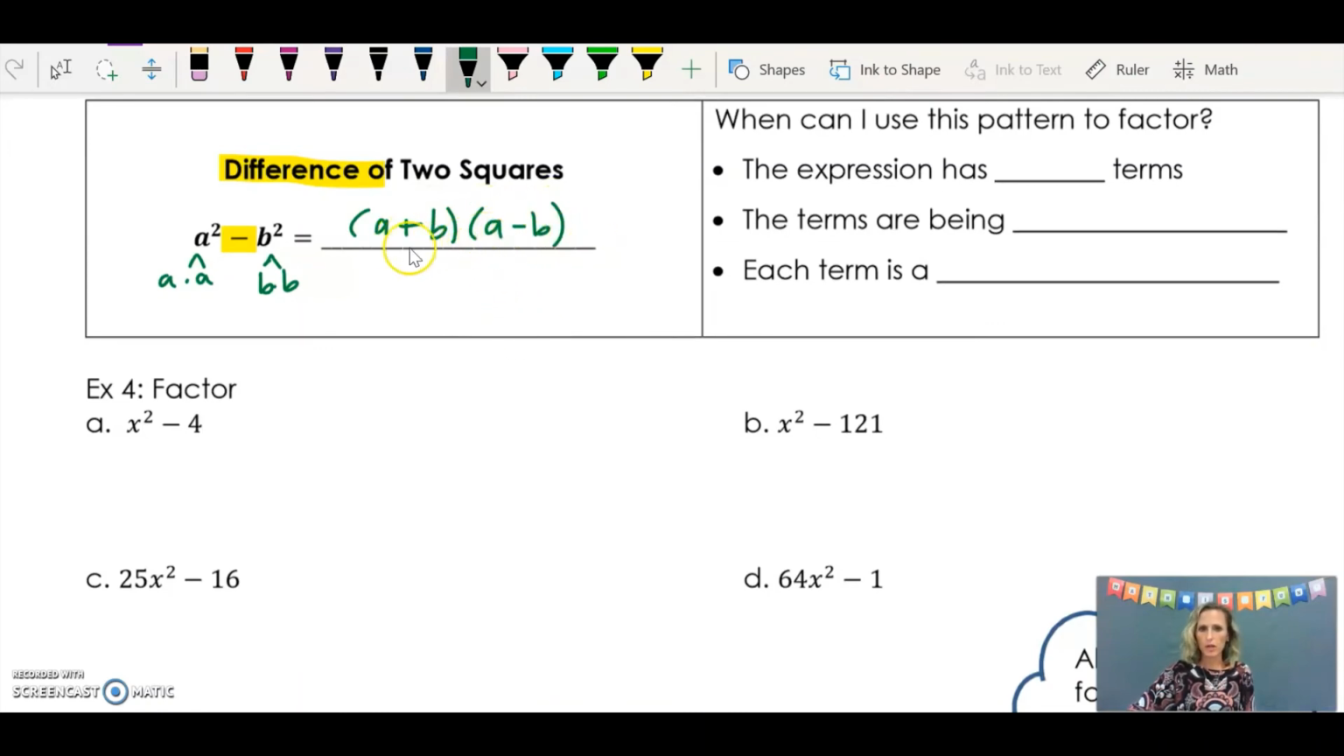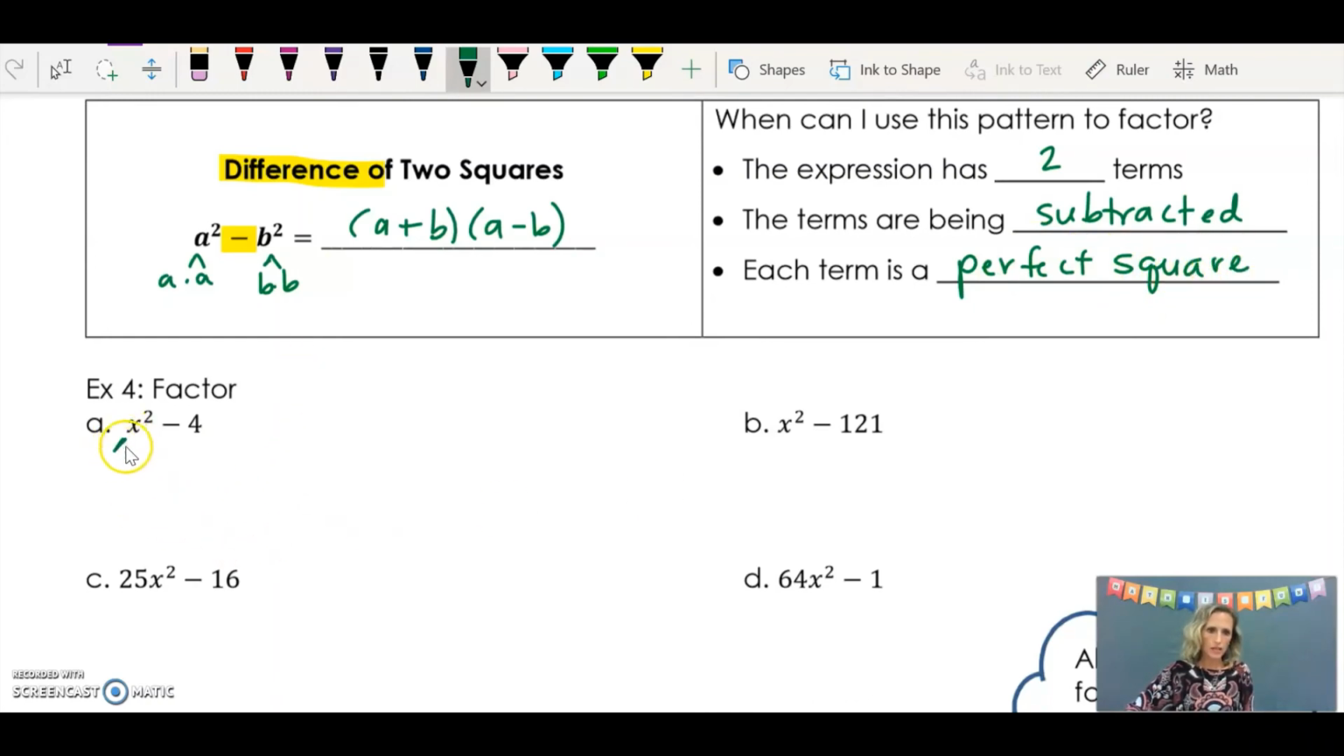And because you have these opposite signs here, when you multiply the outer term and the inner term and combine those two terms together, they're opposite, and they eliminate one another. So the expression will have two terms instead of three. The terms are being subtracted, and each term is a perfect square. So let's check it out.